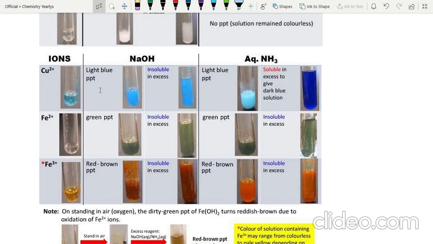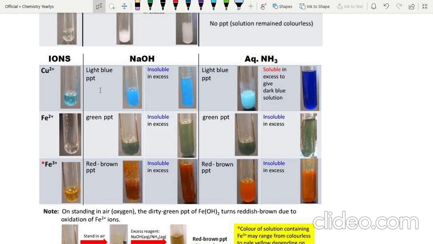And when we add a few drops of it, a dense light blue precipitate will form, and it will be soluble in excess to give a dark blue solution like a sapphire. You will also be able to see through it, that it will not have any of the precipitate or solid particles.